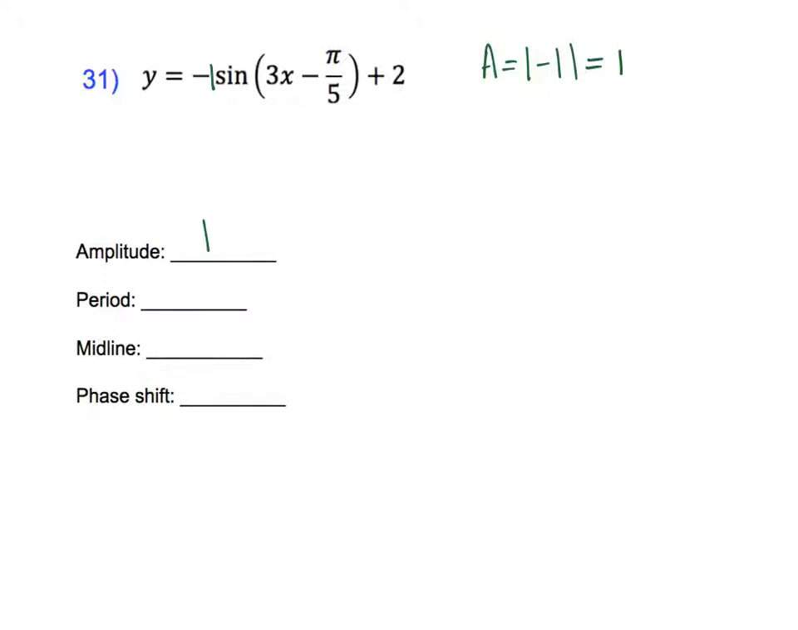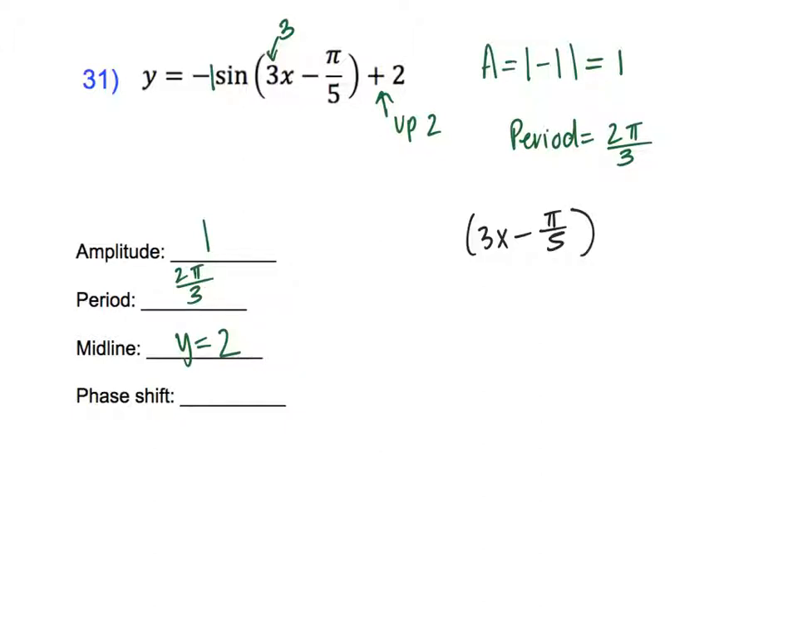Our midline here looks like we have a vertical shift, right? Vertical shift up 2, so this is going to be y equals 2. It's not going to start at y equals 0, it's going to go up 2, making it y equals 2. The period here, the b value is 3, so the period would be 2 pi over 3, and I can't reduce that fraction, so my period is 2 pi over 3, which is fine.